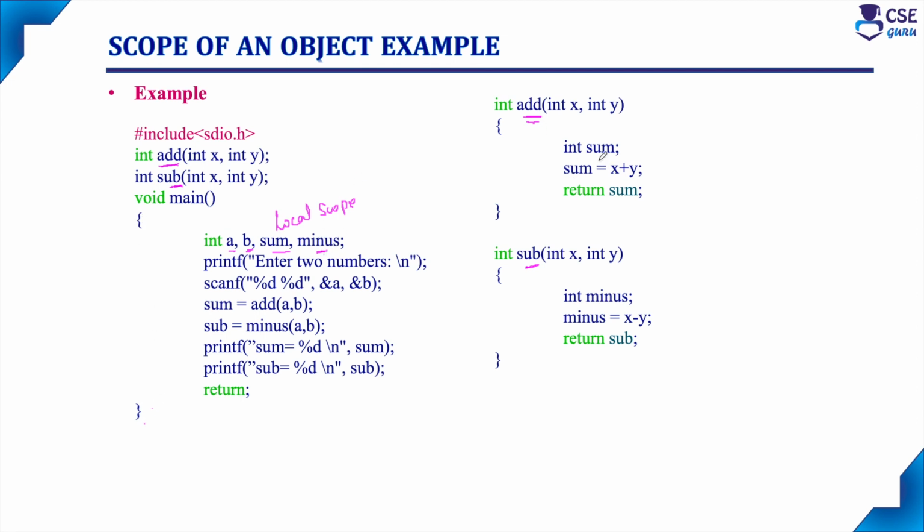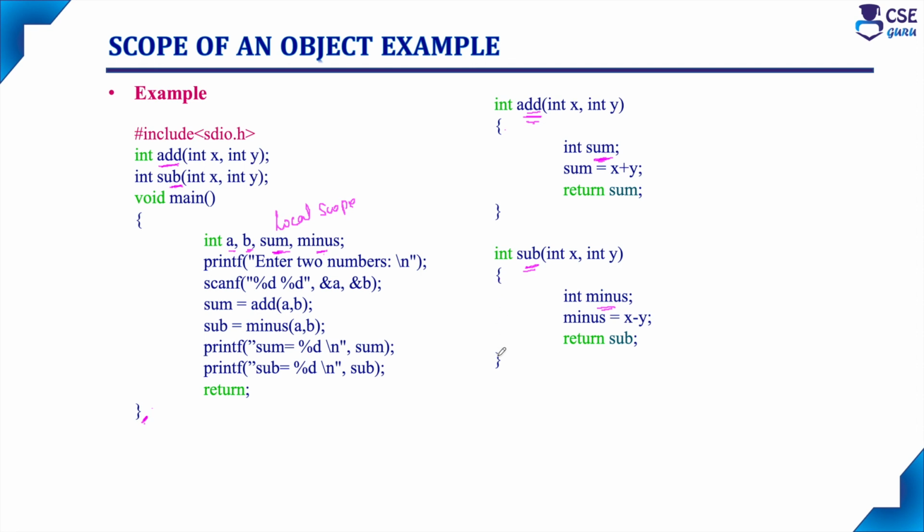Outside the main function, if I want to use sum here, we have already declared sum in the main function, but its lifetime is limited until the end of the block. Outside the block, it will not be visible. So we cannot use the same variable in addition or subtraction. So here again we have declared the variable sum, and its lifetime is only within this block. And here we have declared int minus, and the lifetime of the variable is only within the block.